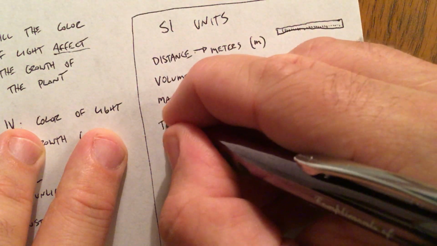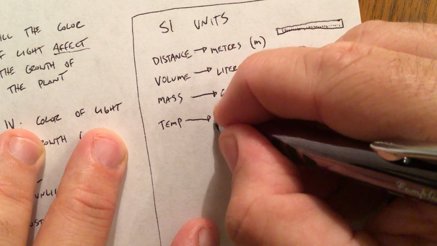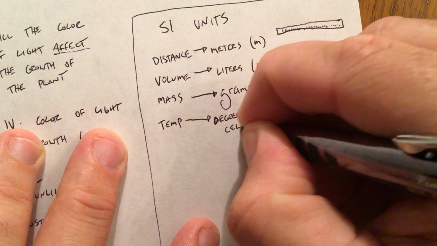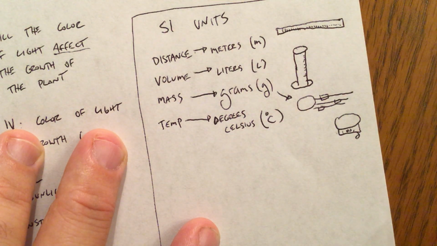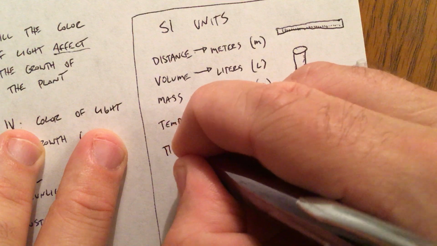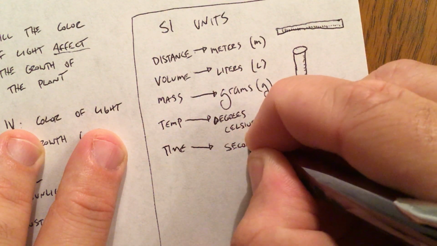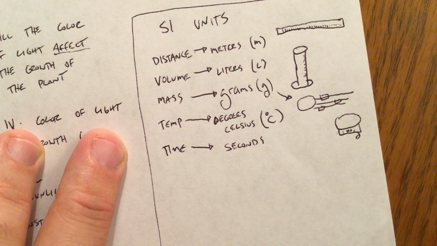SI units for temperature is degrees Celsius, and for time it's seconds. And you'd measure degrees Celsius with a thermometer and time with a stopwatch.